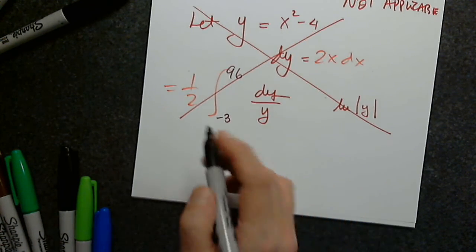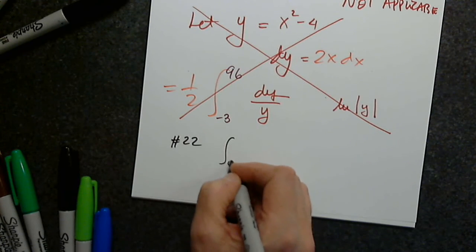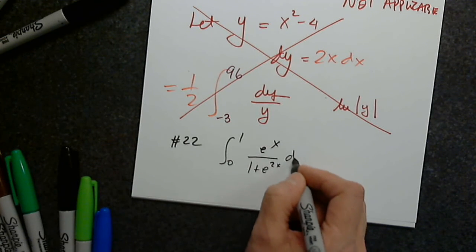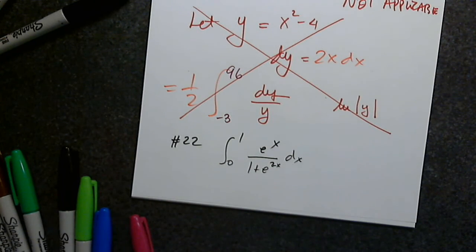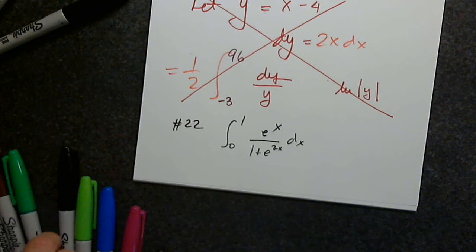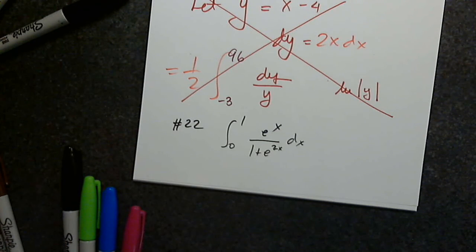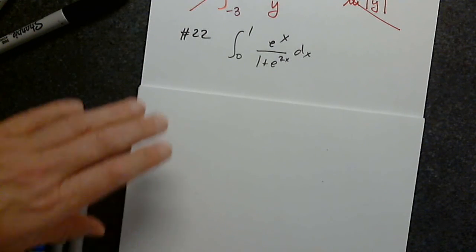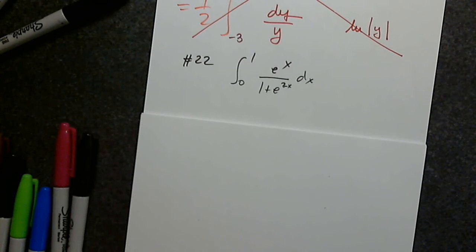Let's look at 22. The integral from 0 to 1, e to the x. These are improper integrals, and you will study them in Calc 2. Good. Is this function defined between 0 and 1? Yes, it is everywhere. E to 2x is always positive, plus 1 is always positive. The denominator is never 0. E to the x is always defined. No questions. Everything is okay here. So then, any suggestions?